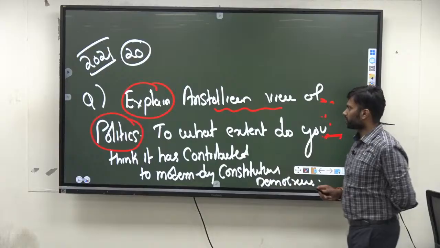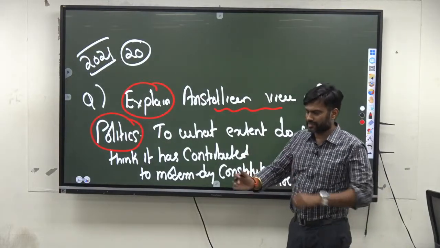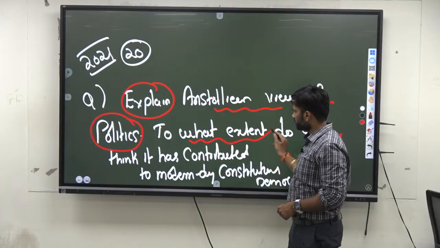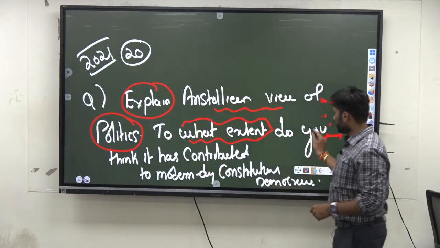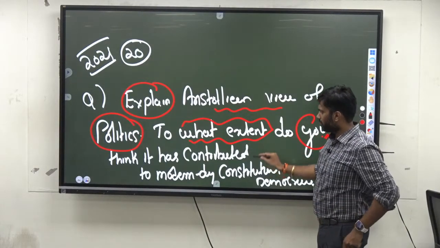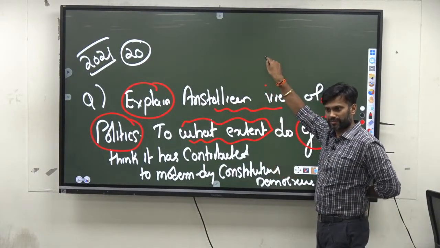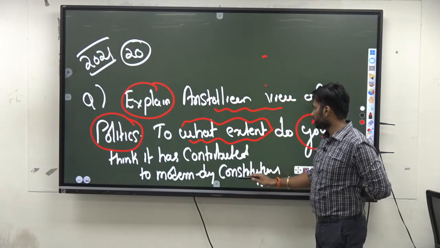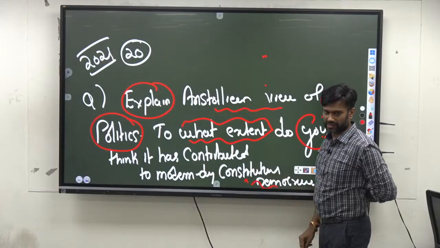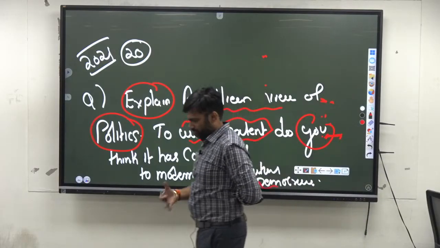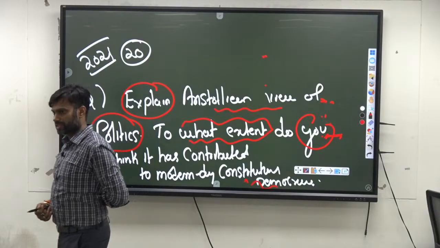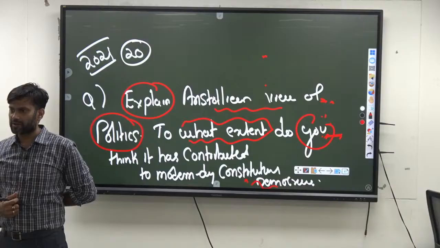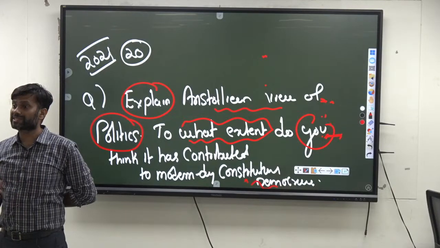Now the second part of the question, they're asking your opinion or your analysis, saying to what extent. The keyword is to what extent do you think what you have written in the first paragraph has contributed to the modern day constitutional democracy. So my answer would say that Aristotle is considered by some as what? One of the forerunners of modern day constitutionalism.